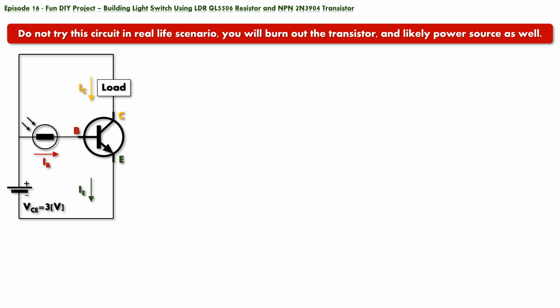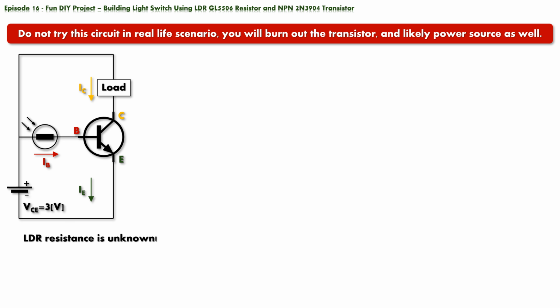So, what is wrong with this circuit, and why the warning? If you try to implement this circuit in real life, your transistor will burn out, and more likely than not, your power source as well. Here is the problem. We do not know what range of resistance the LDR has when the light is on or off. Let's find out.